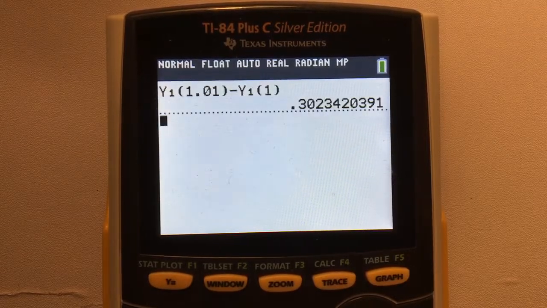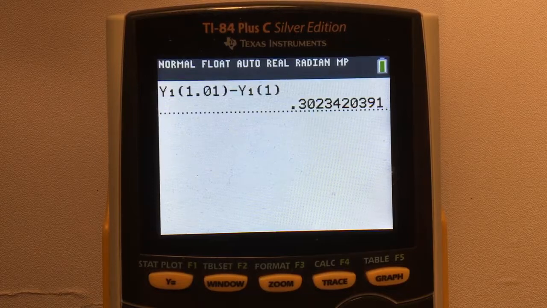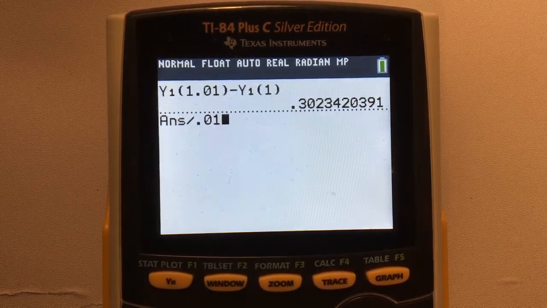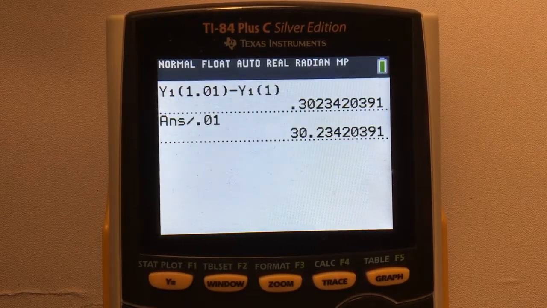Hit enter. So here's my change in y, which is very tiny, and then divide by the change in x. So I can go divided by, and it just pulls the previous answer, 1.01. So here's my estimate of my slope at x equals 1.